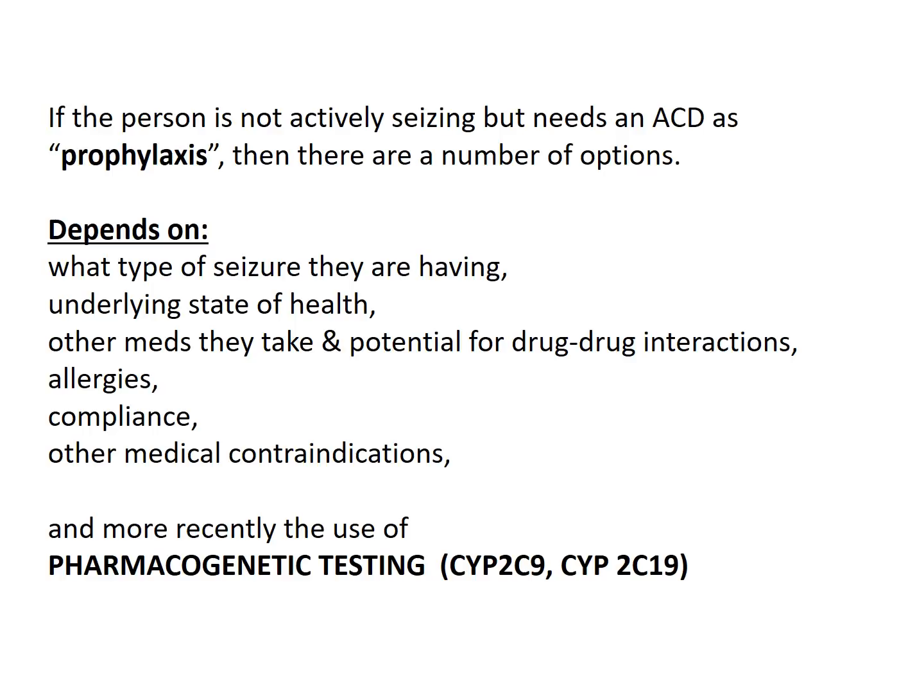Trying to determine genetically how an individual may metabolize a drug. Pharmacogenetics is now starting to be used more and more in selecting drugs for seizure prophylaxis. So it's not like you just go to the shelf and pick an anticonvulsant drug and it's going to be effective for everybody. There's a lot of thought that needs to go into which of these different anticonvulsant drugs may be selected to prophylax an individual from having further seizures.